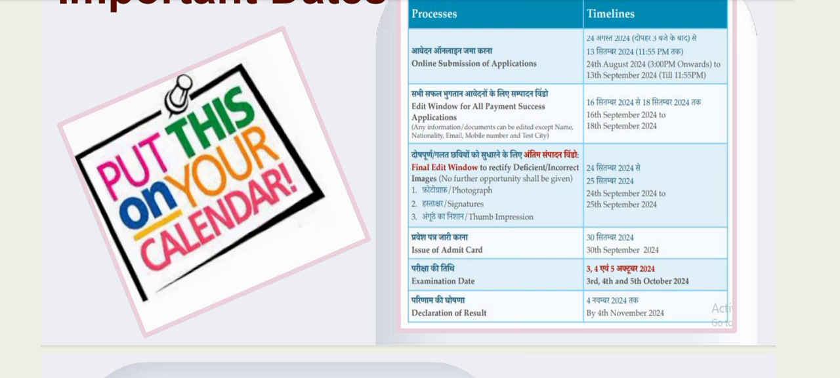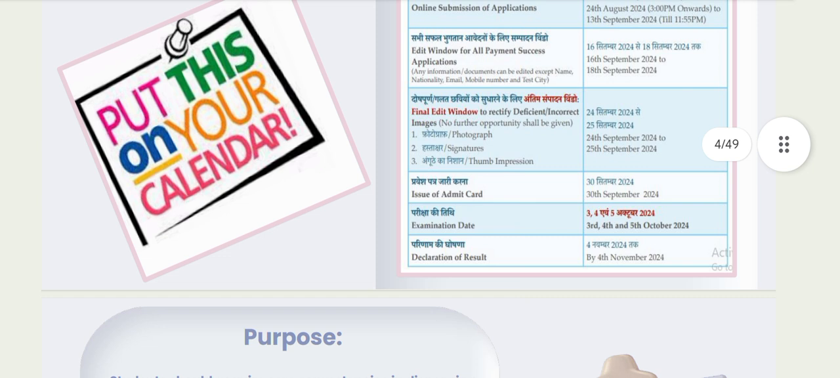Again I would like to revise the important dates. Online submission of the applications has already started from 24th of August from afternoon. Then the edit window, which we have discussed in the earlier video, will remain available from 16th of September till 18th of September, wherein you can edit any information except your name, nationality, mail ID, mobile number and test city. Then the final edit window schedule is from 24th of September to 25th of September, wherein you can edit the image uploads, whatever signature, scan signature, thumb impression, photograph you have uploaded, you have the option to edit that in the final edit window.